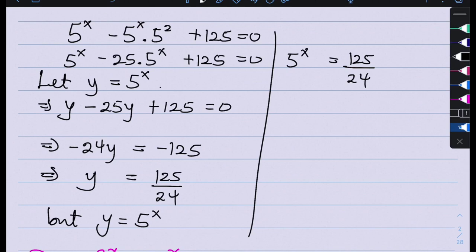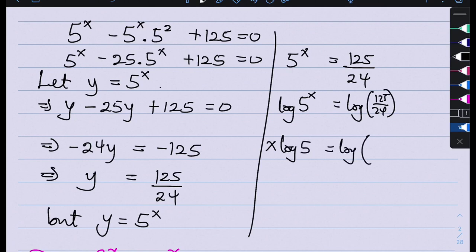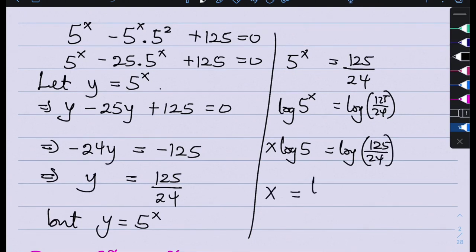I know that some of you might be thinking, well, why don't we just write a decimal? Well, a decimal wouldn't be the most accurate value. That's why I'm still keeping the 125 over 24. So at this stage, you can then take the log of both sides. So you have log 5 to the power x is equal to log of 125 over 24. I'm jumping a step, sorry. x log 5 is equal to log 125 over 24. So now we have x is equal to log 125 over 24, all over log 5.